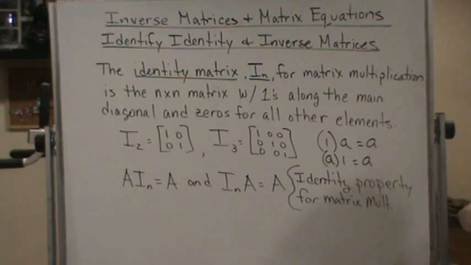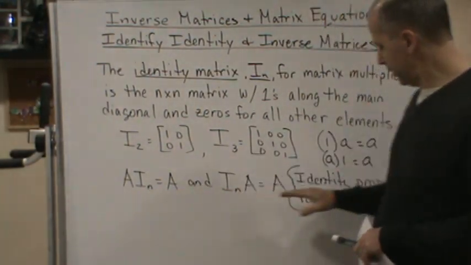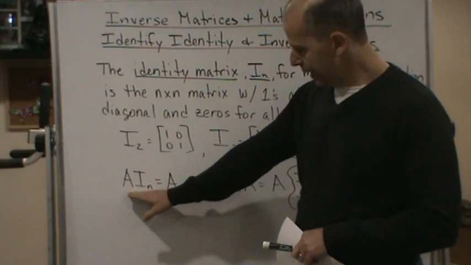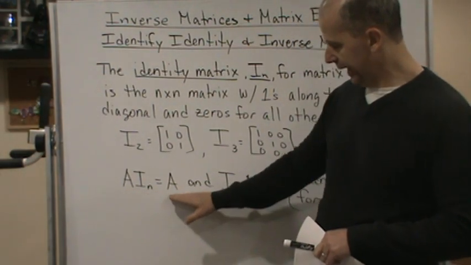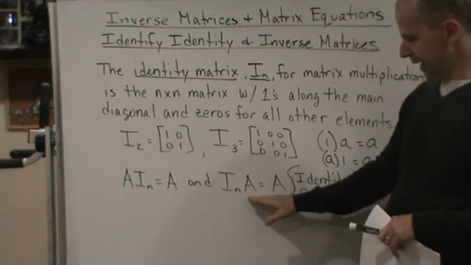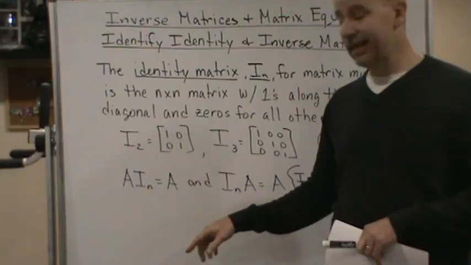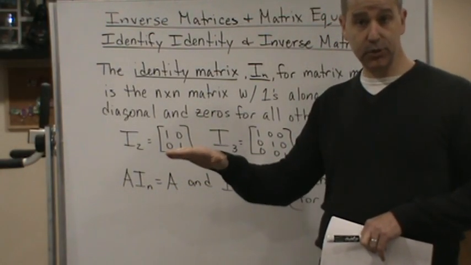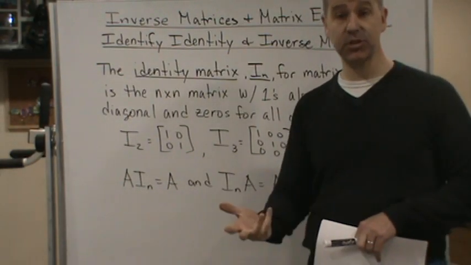Along the same line of thinking, because it's the identity, just like with regular multiplication of numbers, we know that A times I sub n is equal to A, and I sub n times A is equal to A. Now remember from previous discussions that it's not necessarily true for general multiplication of matrices that these two hold, but with the identity matrix, it has to hold.